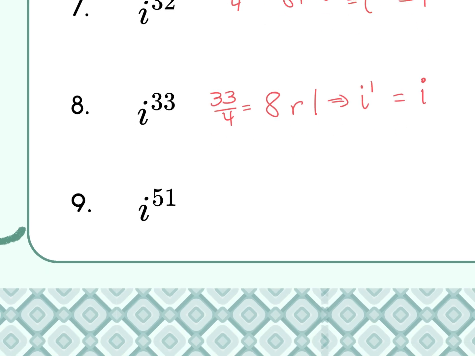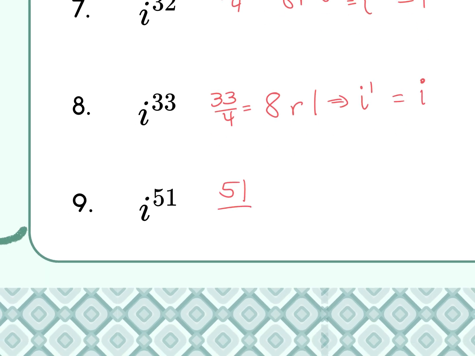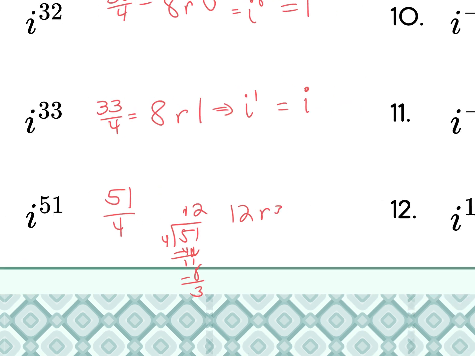So take i to the 51st. You're going to take 51 and divide it by 4. How many times does 4 go into 51? Guys, write it out like this. Look. 4 goes into 5 one time, right? Bring down the 1. How many times does 4 go into 11? 2 times. With how many left over? 3. Okay, remainder of 3. So my new problem actually becomes i to the third power.